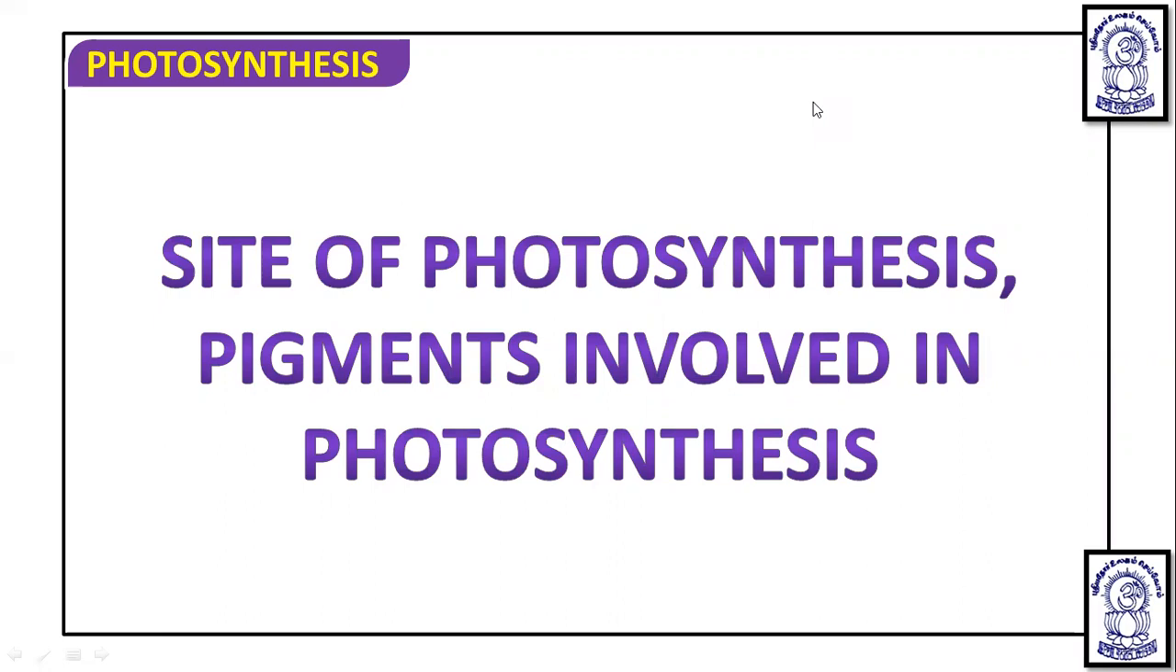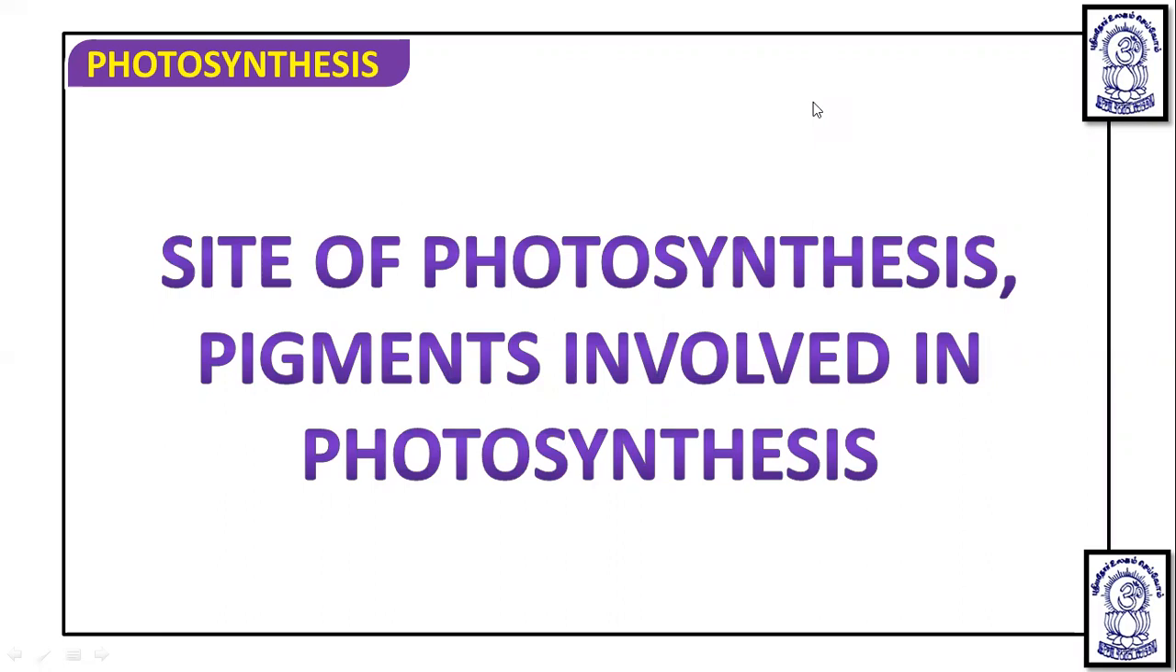Dear students, we are already in a continuation of the chapter on photosynthesis. In the previous class, we talked about the different experiments done by different scientists to prove the essentiality of different factors in photosynthesis. Now we are going to discuss how photosynthesis actually takes place in a plant.